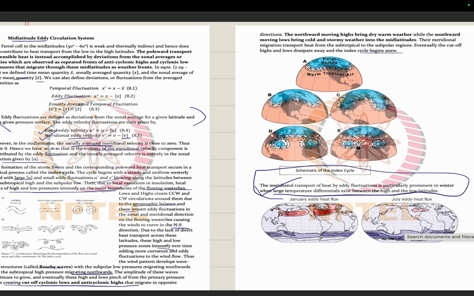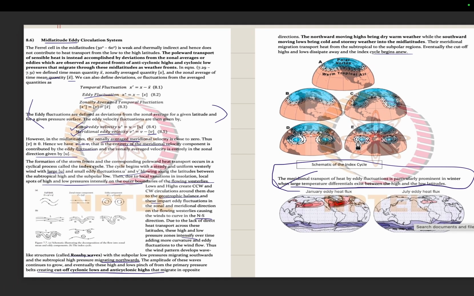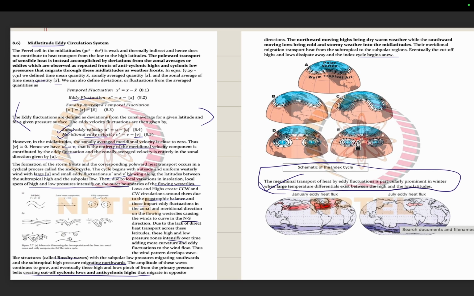So these are different key points in these two lecture slides, from which we will try to set a few MCQs on this two-page lecture material of the mid-latitude eddy circulation. So the main key thing is the mid-latitude eddy circulation.